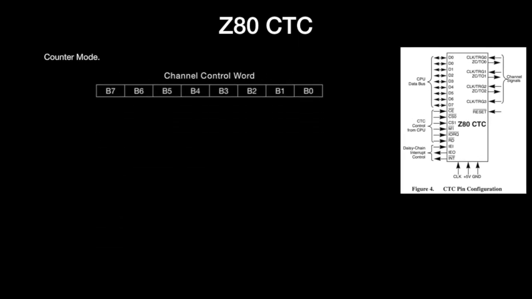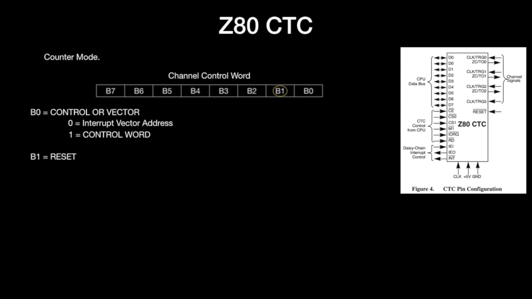To program it, you need to send the channel control word. It's actually a byte, not a word, but we will see. So the first bit, that's B0, stands for control or vector. If the bit is 0, it means it's an interrupt vector address. If it is 1, that means it's a control word. So actually it's always a control word, unless you want to specify a vector address. The next bit, B1, stands for reset. If it is a 0, that means continued operation, and if it's a 1, it's doing a software reset. So 0 means no reset. Software reset will stop the counter or timer and reload the value.